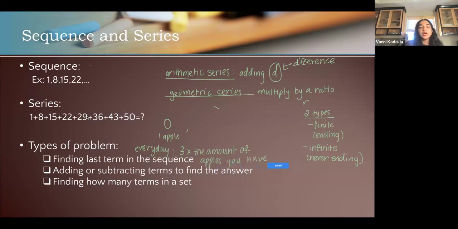So this is day 1. You start off with 1 apple. The next day, I'm going to give you 3 times the amount of those apples. So what would be the next term? How many apples would you have on day 2? I'm explaining the ratio right now, so don't worry. Yeah, you'd have 3 apples.